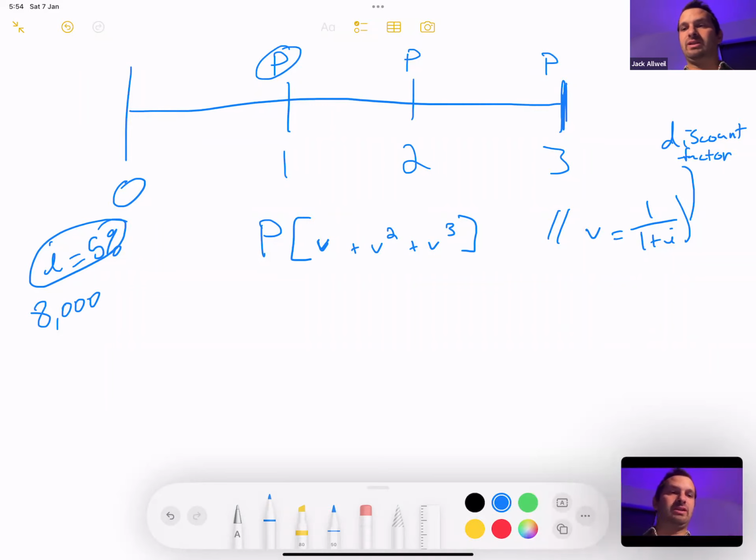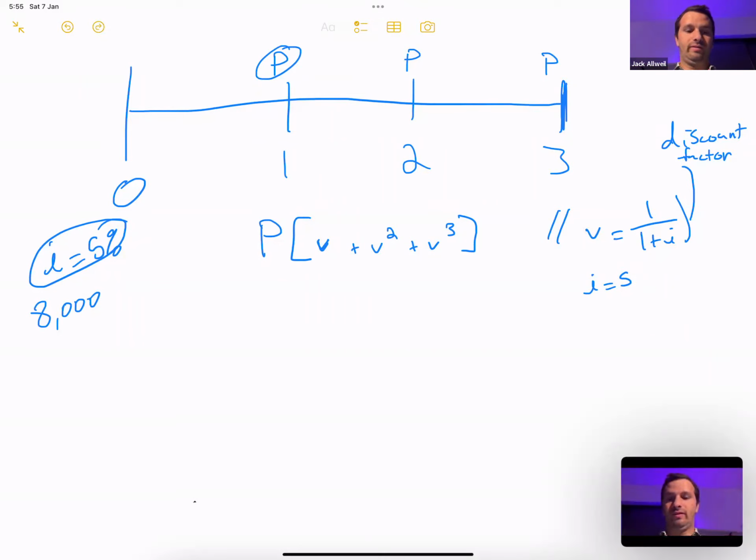So since i is 5%, let's figure out what this value is. V is 1 divided by 1.05, that's the discount factor. And then we want that plus V squared plus V cubed, times the payment X. So this part is equal to 2.723.